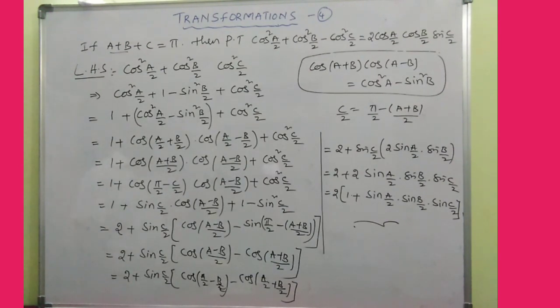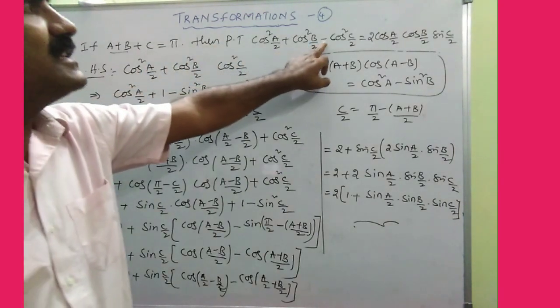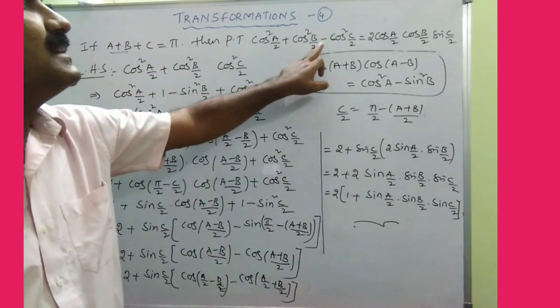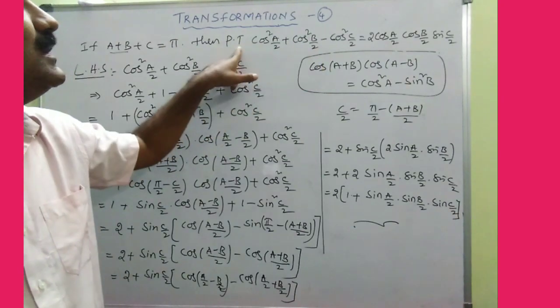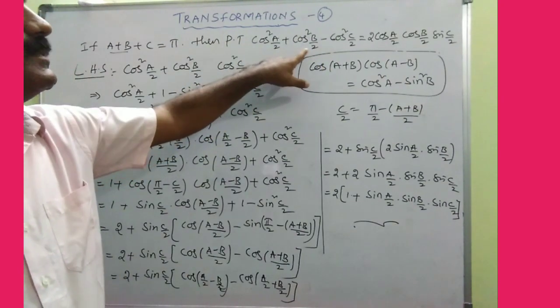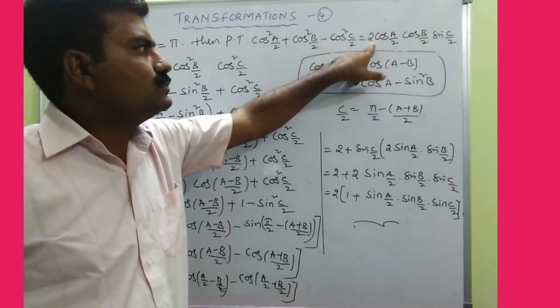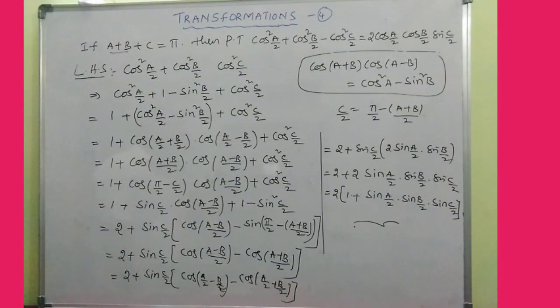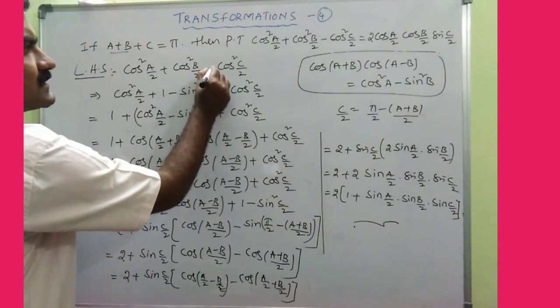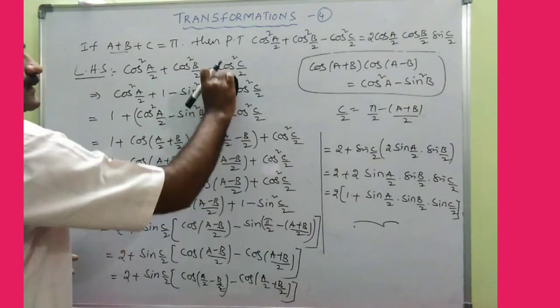So coming to the next question, we just need to change the sign here. Earlier it was plus plus. Now prove that cos square A by 2 plus cos square B by 2 minus cos square C by 2 is equal to 2 into cos A by 2 into cos B by 2 into sin C by 2. Okay, the process is almost all the same. The only thing is this sign is minus.